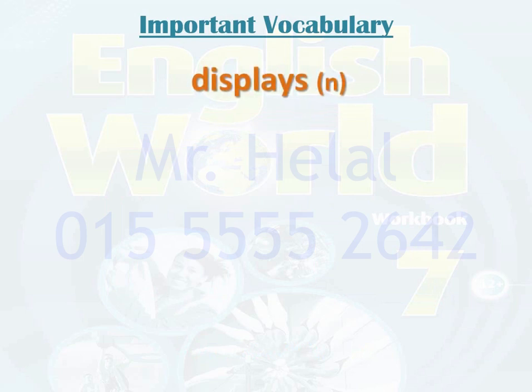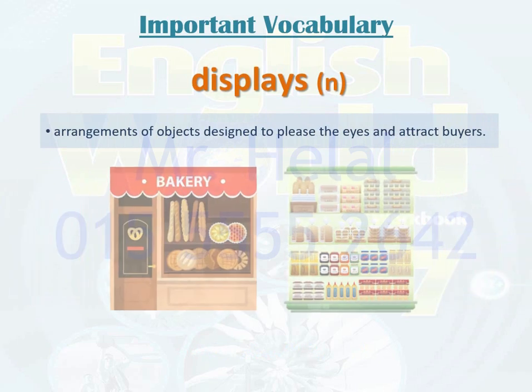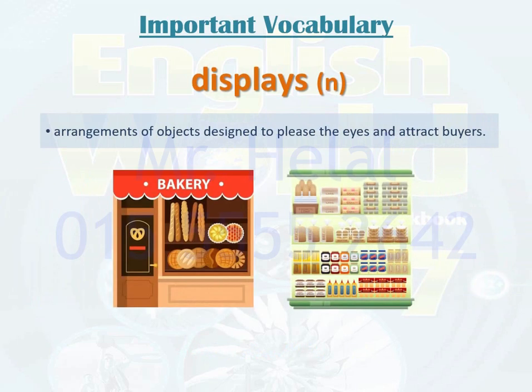Displays. Arrangements of objects designed to please the eyes and attract buyers. Displays يعني طرق عرض الأشياء، وهو عبارة عن ترتيب للأشياء بشكل مصمم علشان يرضي عيون الناس وعلشان يجذب المشترين. Example: A variety of t-shirts and jumpers were on display. مجموعة متنوعة من التي-shirts والبلوفرات كانت في العرض.